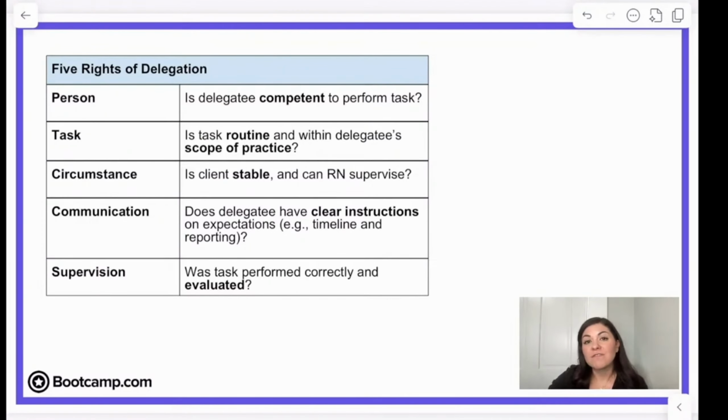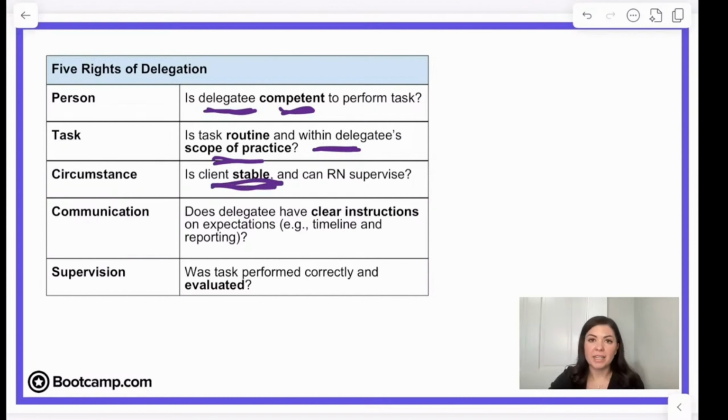Basically, this is just 5 questions that we should ask ourselves before we delegate a task. So the first one is, is the delegatee, or the person that I'm asking to perform the task, competent? Do we think that they have the appropriate knowledge and training to safely perform the task? And then we have to ask, is that task routine and within their scope of practice that we just discussed? And then we always need to make sure that that client is stable.